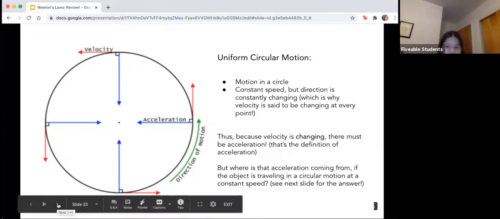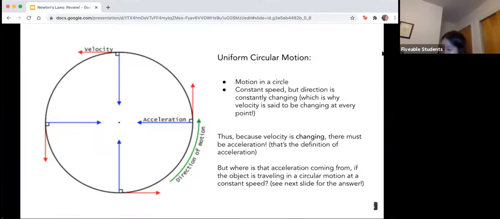I'll go super quick, but uniform circular motion is, I think, pretty easy. I think I mentioned it last stream, I can't remember. Basically, uniform circular motion is motion in a circle at constant speed, with the direction always changing.